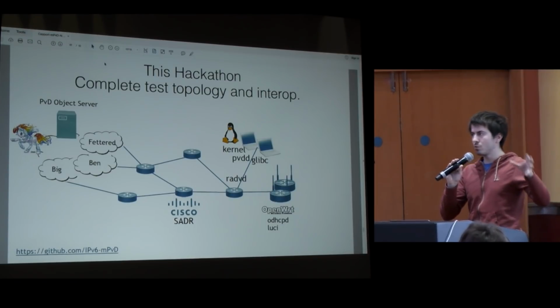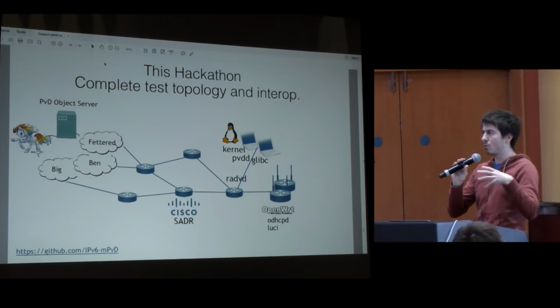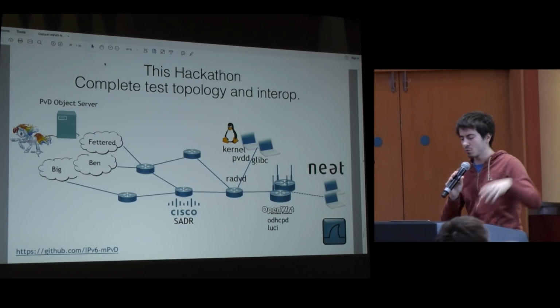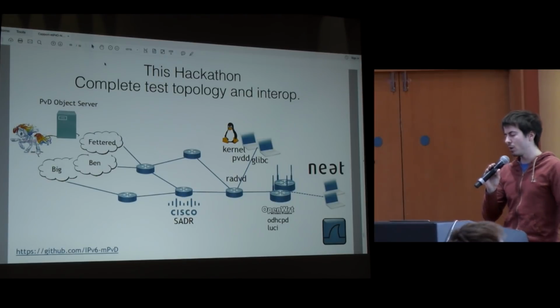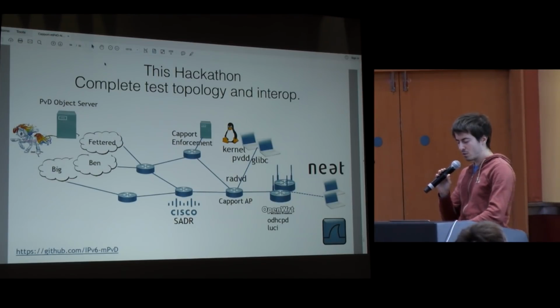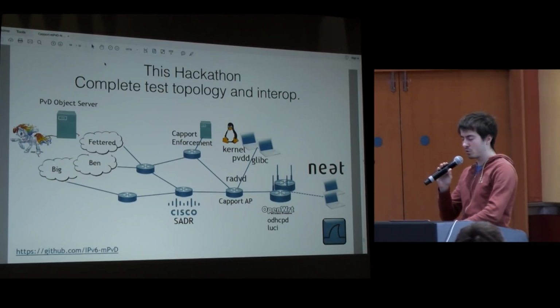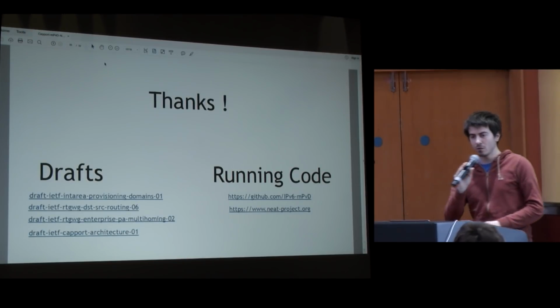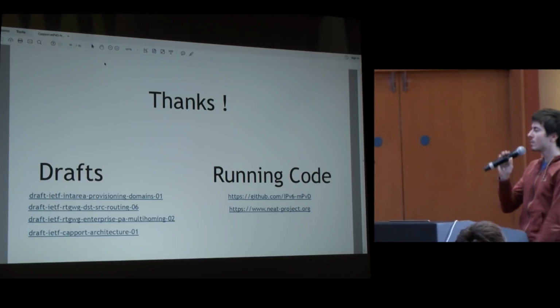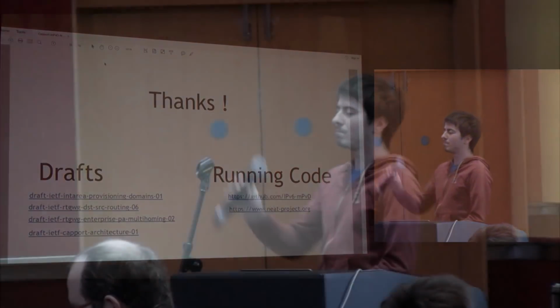Not all of that was done during the hackathon, but we plugged them all together and had some fixes done to make it all work, as well as with the NEAT project. And now we have a Wireshark dissector, and you can find all that on GitHub. We also had some work with the captive portal done by Kyle. You can fetch the code and the draft. Thank you.